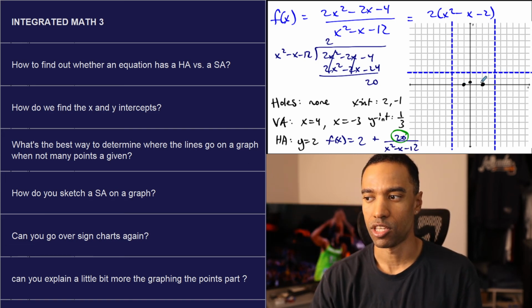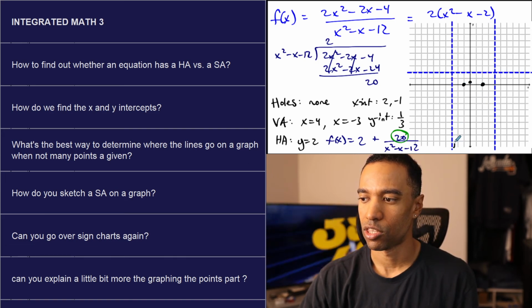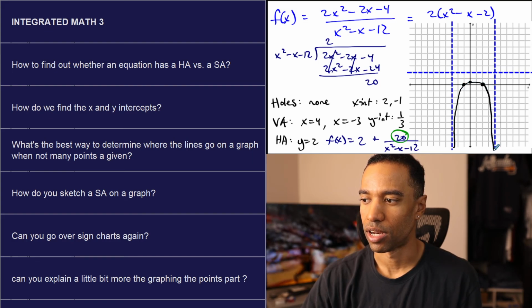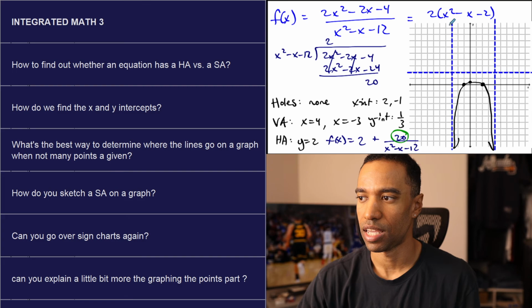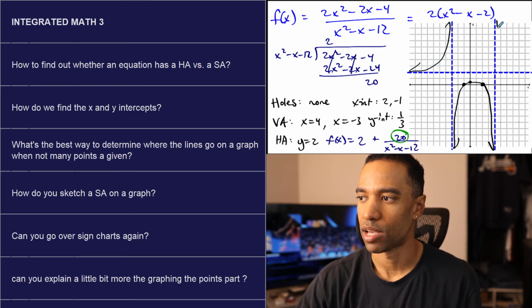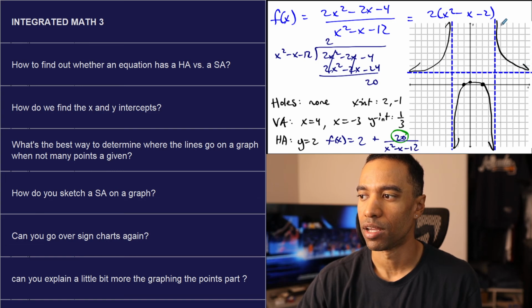I know it crosses at these specific places here, and it's got to hit those points on the curve. And I don't have to use a sign chart at all in any sort of way because I know what it does and does not hit. It stays above here, never crosses. It stays above here, never crosses. That is going to be my graph.